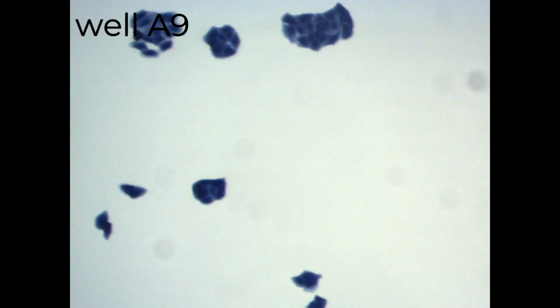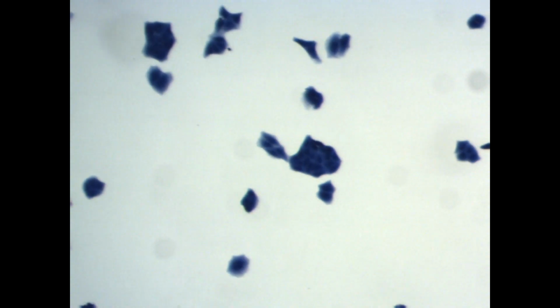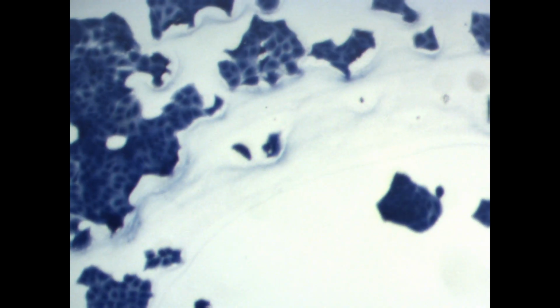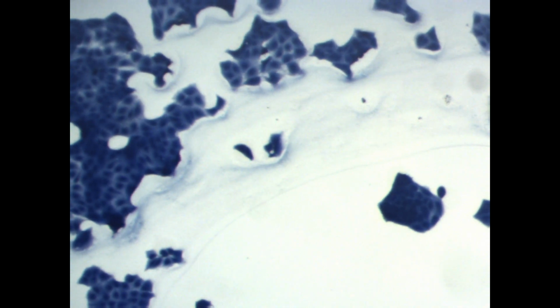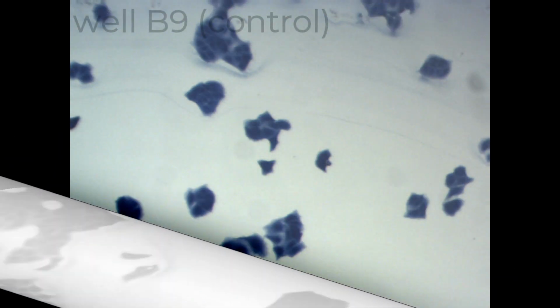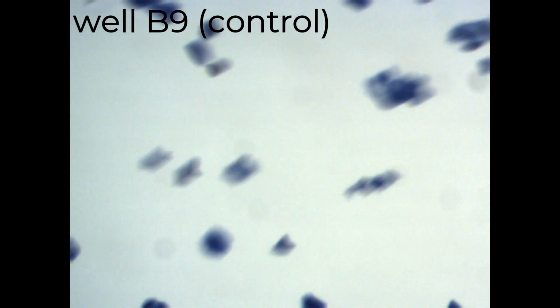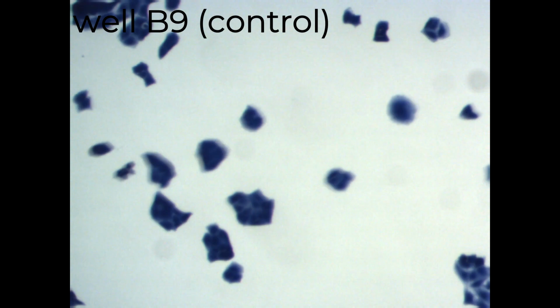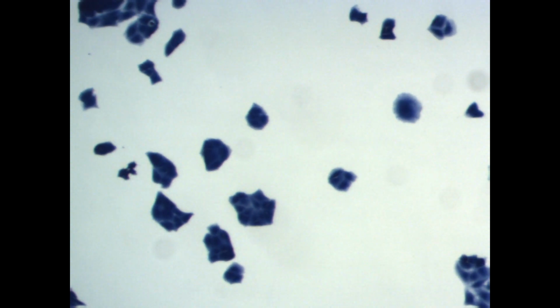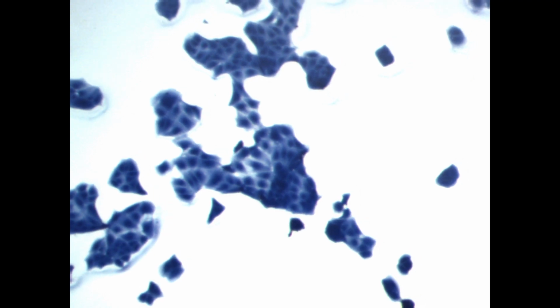Here we end up at well A9, not so different from A8, so difficult sometimes. So the best thing to do is to move to the control well. So let's have a look at B9. Yes, that looks very, very similar. So for sure A9 is a negative well. So something is happening around A8.